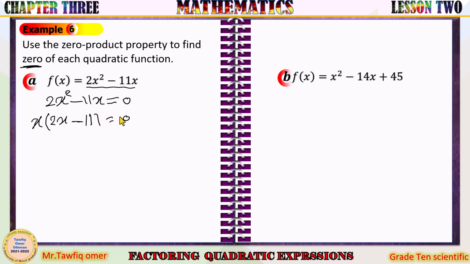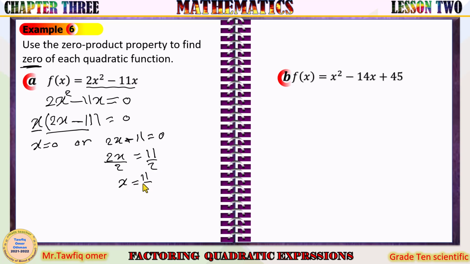After that, 2x squared divided by x remains 2x, minus 11x divided by x remains 11, is equal to 0. Using the zero product property, we can say x is equal to 0, or 2x minus 11 is equal to 0, because we have two numbers whose product is 0, so one of them must be 0. Here we move 11 from left to right, so it becomes 2x equal 11, and dividing by 2, x is equal to 11 over 2.